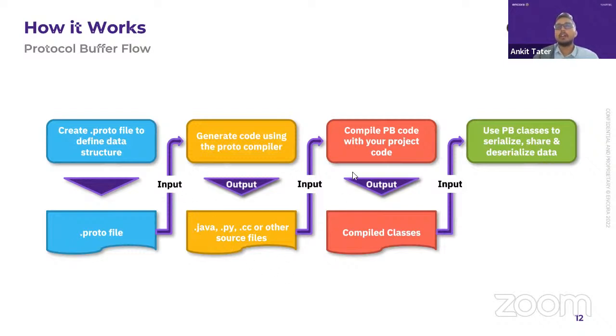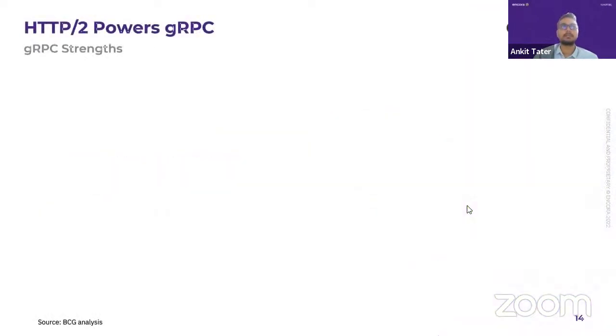Once that is done, the compiler gives it to your native language compiler to compile this file into compiled classes. For example, you have .class files for Java. Once your Java file gets converted into compiled classes, gRPC uses this to serialize or deserialize the data whenever it receives data from the server or the server receives data from the client. So it uses that proto file to deserialize or serialize the data.